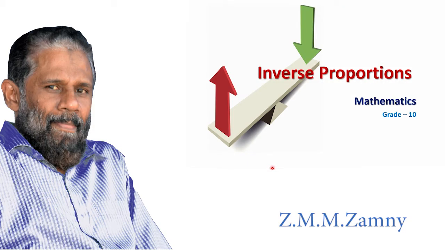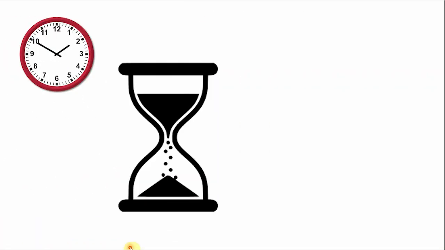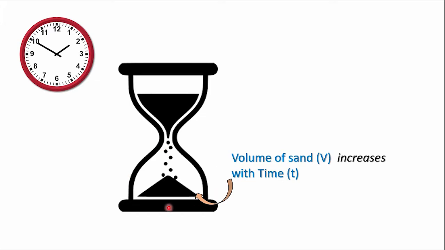Today we are going to discuss inverse proportions. Look at this diagram. It shows an hourglass. Here, in the above area, the sand will fall to the below part. When we consider the lower area, the volume of sand increases with time. That means it is falling, so the volume increases.